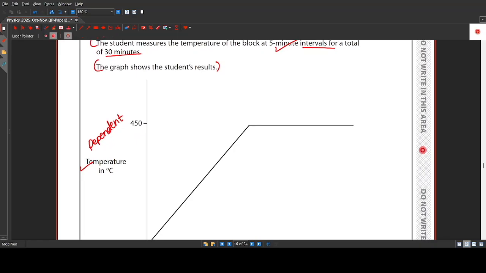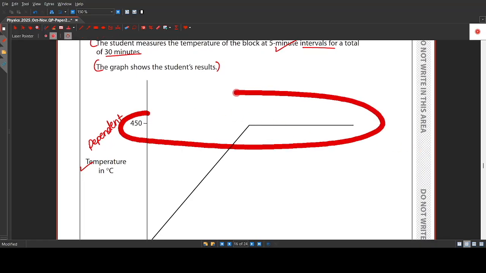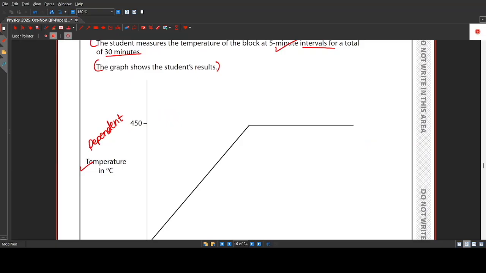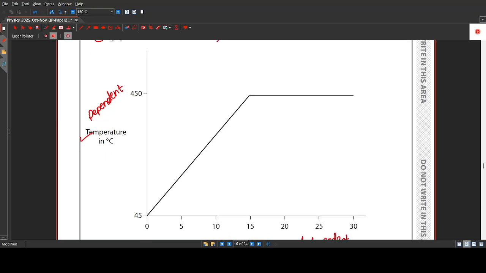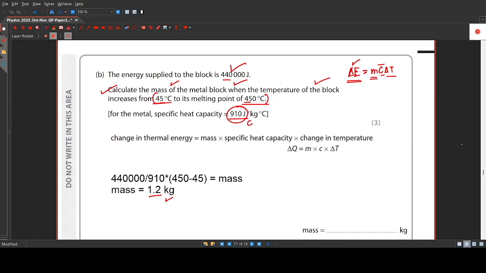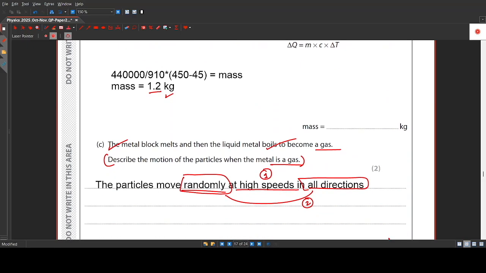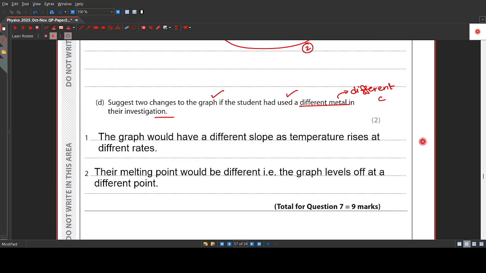For example, this one levels off at 450 degrees Celsius. The different metal would have a different melting temperature, and so it would level off at a lower temperature or at a higher temperature compared to 450 degrees Celsius. So that would be the two changes that will be brought to the graph. I hope you have understood both of the points and all the different parts of this particular question.